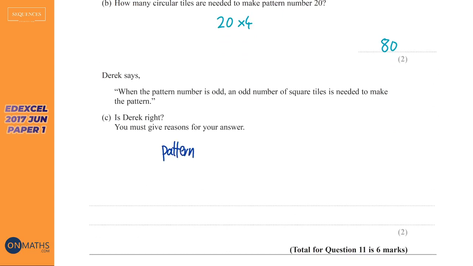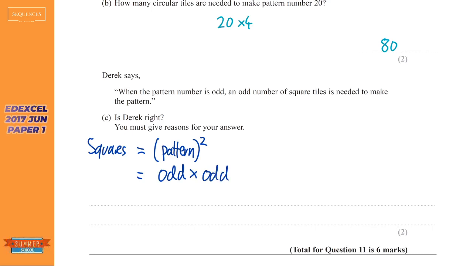And how are we getting the squares? Well, what we do is we square it, and that gives us the amount of squares. Okay, so if the pattern number is odd, and we square it, now squaring just means times it by itself, so times by itself, we know an odd times an odd is always going to give you an odd number. Okay, 1 times 1, 3 times 3, 5 times 5, 25. Every time you do an odd times an odd, it always gives you an odd number.